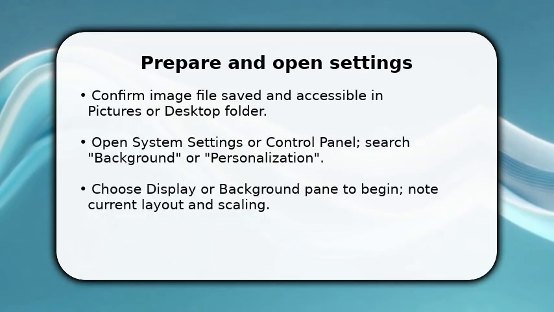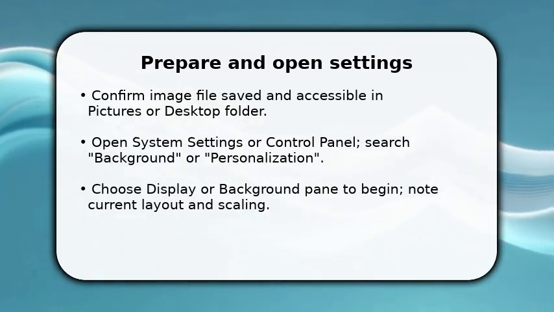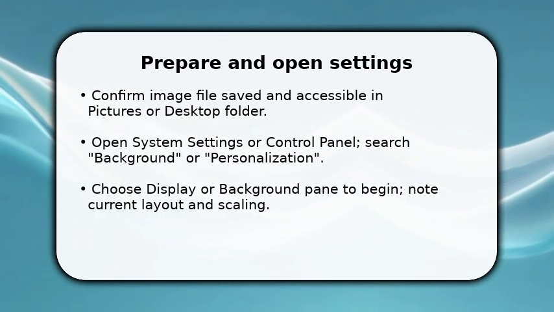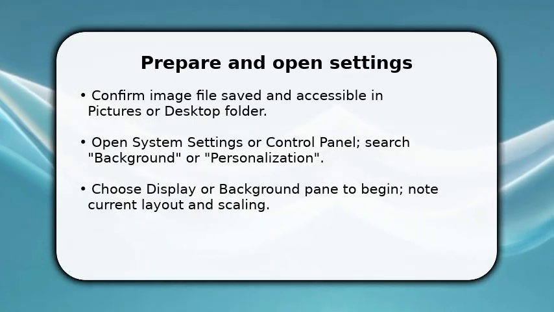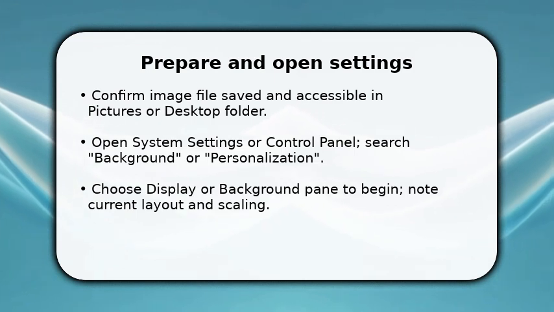Make sure the image you want is in an accessible folder so the picker displays it. You're doing this first because the interface shows previews and scaling options only after a file is chosen. Once done, glance at display scaling and orientation, so your selection will match the screen proportions and avoid distortion.